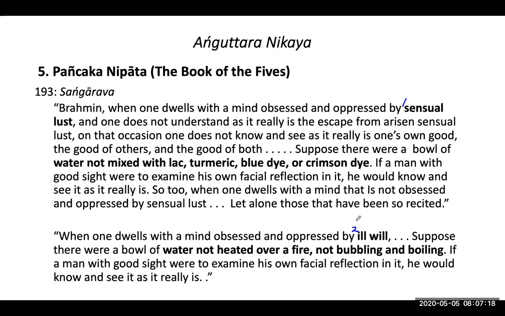So, the beautiful simile: sensuous desire, sensual lust, is compared with water mixed with manifold colors. Okay? Ill will is compared with boiling water. Just as in such water, one cannot perceive one's own reflection, so in the presence of these 5 mental hindrances, one cannot clearly discern one's own benefit, the benefit of others, or the benefit of both.